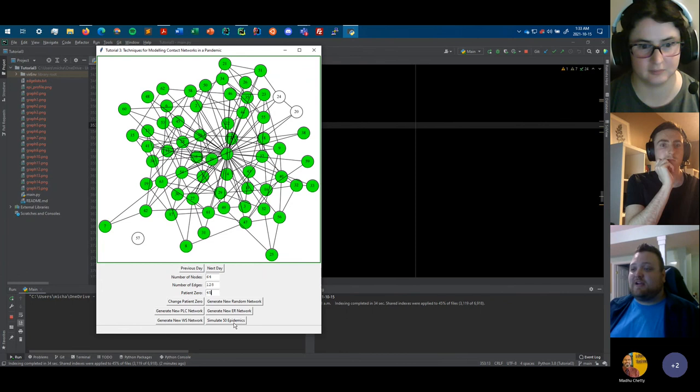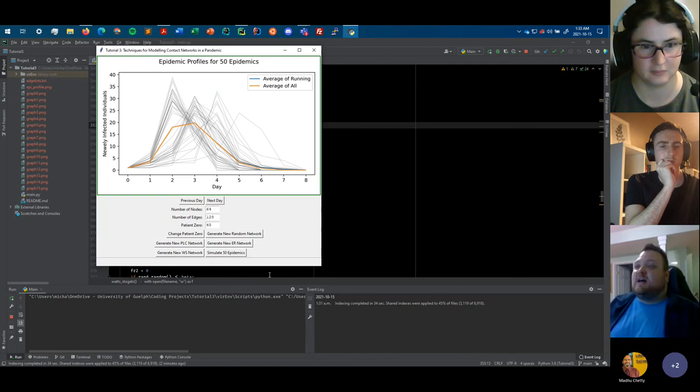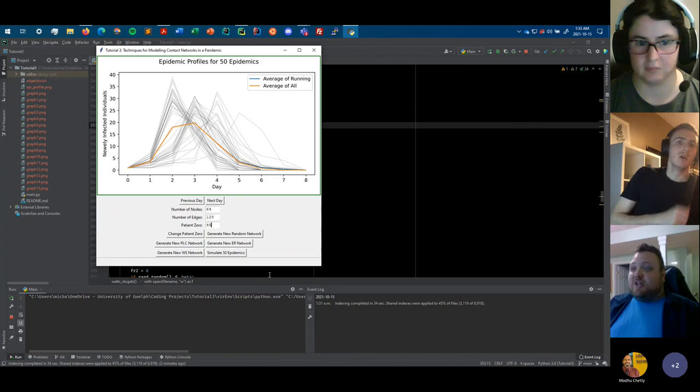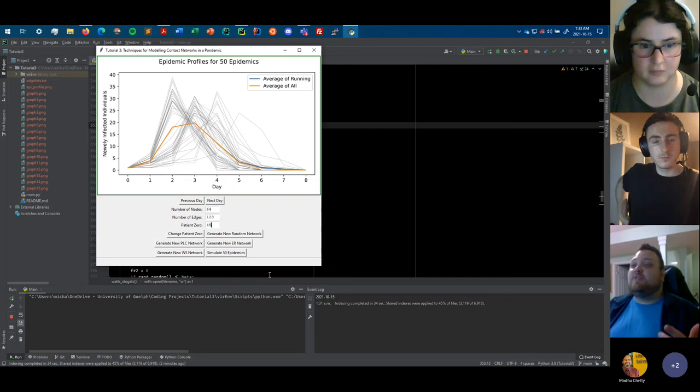And the other thing that's cool is we can say, okay, what would happen if we simulated 50 epidemics on this? So we can click this button here, and what we get is an epidemic profile. Each of those gray lines is a different simulated epidemic and what ended up happening as it spread through the community. The orange line is the average for all of those gray lines, regardless of where they are, and the blue line is the average for epidemics that were still running.